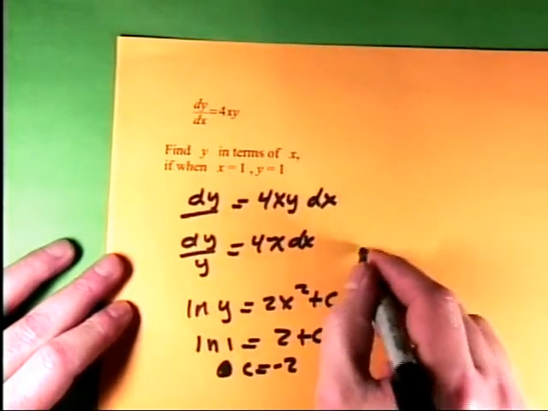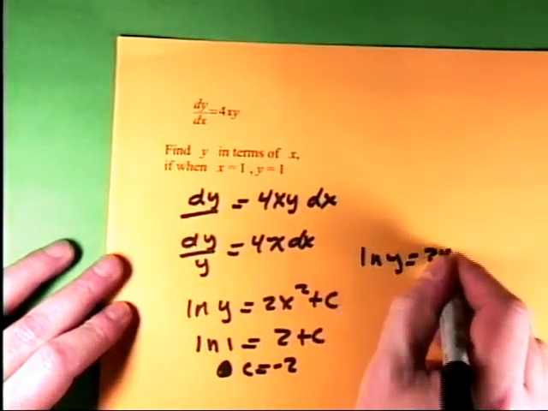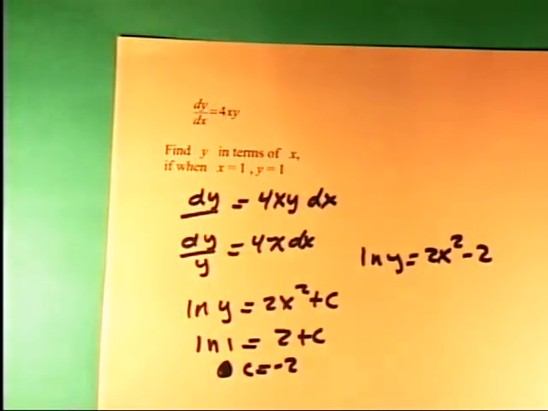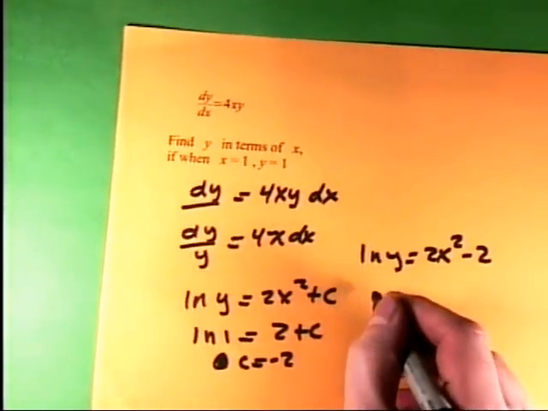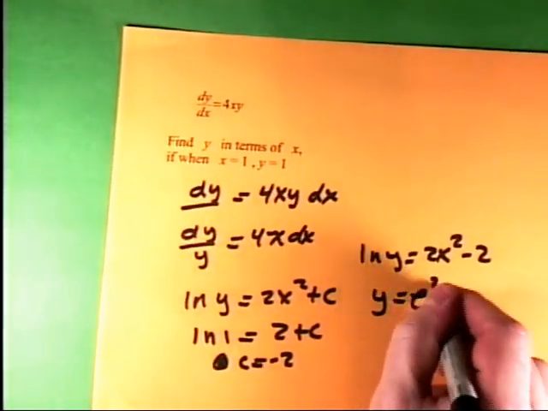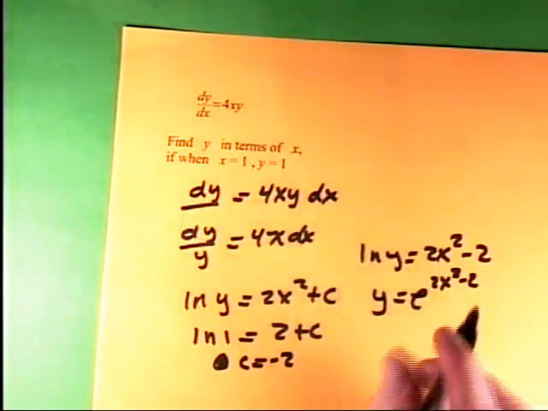So therefore, you have the natural log of y is equal to 2x squared minus 2. If I have to solve for y, what's the final answer? y equals e to the 2x squared minus 2. Excellent. You e both sides, so y is equal to e to the 2x squared minus 2.